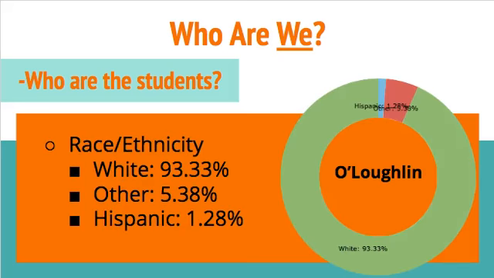This school year, out of 390 students, 93.33% of the students were white, 5.38% identified as other, and then 1.28% identified as Hispanic. When it comes to comparing these numbers to following years, the percentages have made quite the change. In the past year, there was a 12% increase of the white population at our school.